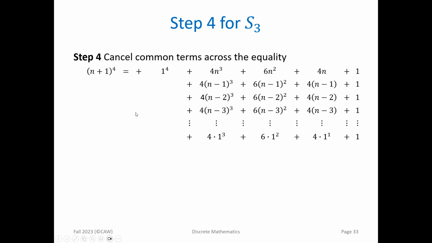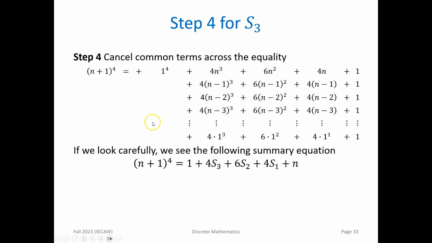We again cancel across the equality, and if you remember, we have common terms. Everything below n plus 1 to the 4th in the left column is matched by terms in the first column on the right side of the equality. And the only thing that was left in that equality is 1 to the 4th. So we still have that. The other terms are all gone. But this is what we want to build our equation from. And you're going to see that we can look carefully at this and come up with a very similar answer.